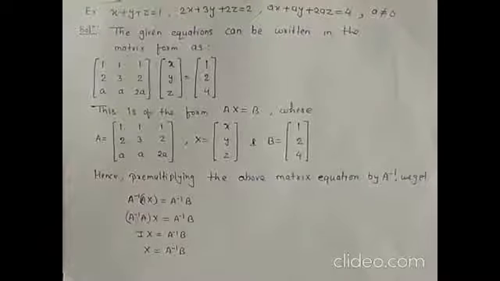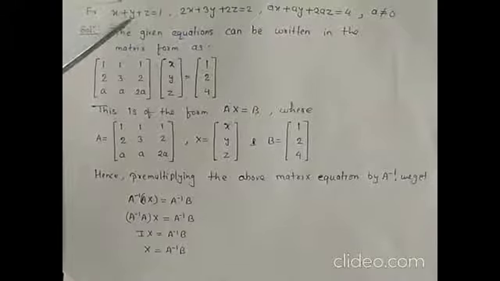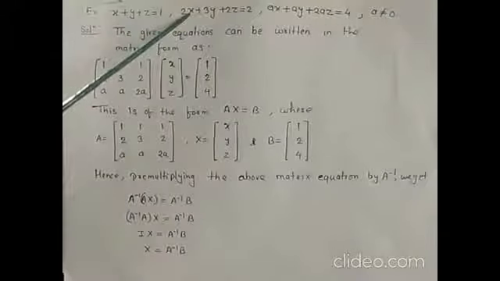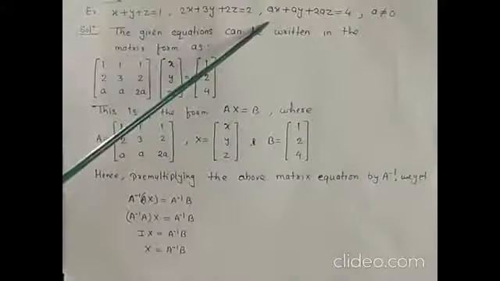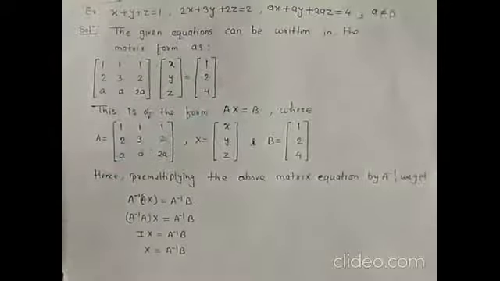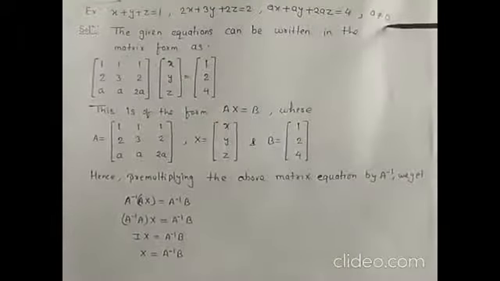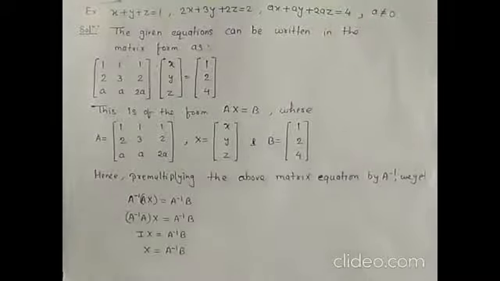We are given a system of linear equations. See this one: x plus y plus z equals 1, 2x plus 3y plus 2z equals 2, and ax plus ay plus 2az equals 4, where we are given that a is not equal to 0. See children, this is a is not equal to 0.